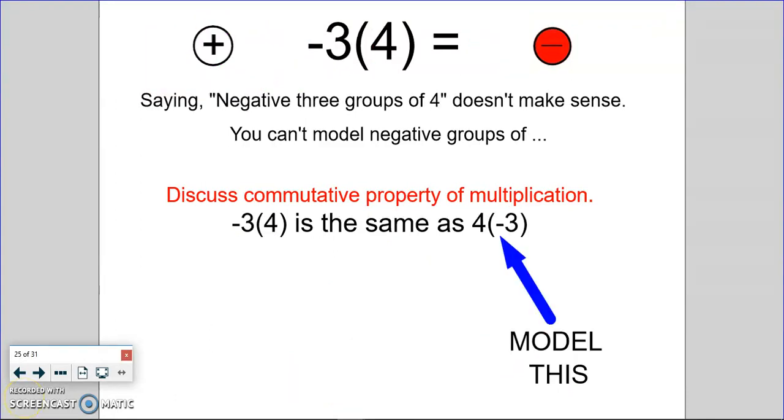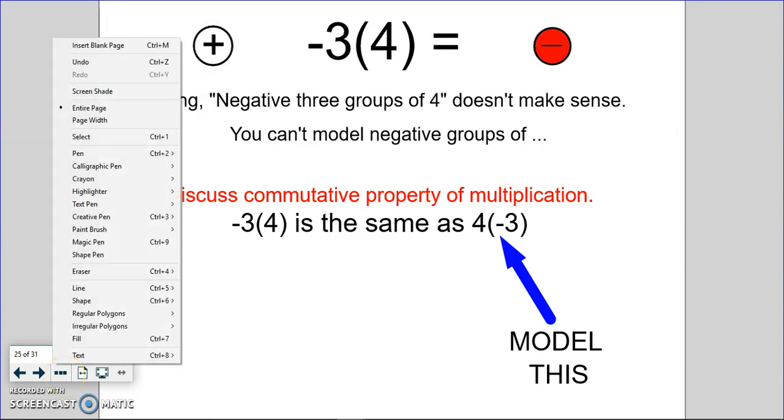All right, so the next question is like the one we just finished. I have -3 times 4. Again, those parentheses mean multiplication. So this is the same as saying -3 groups of 4, which also doesn't make sense. How do I have negative groups? So just like the last problem, I will move the note over here about modeling 4 times -3.